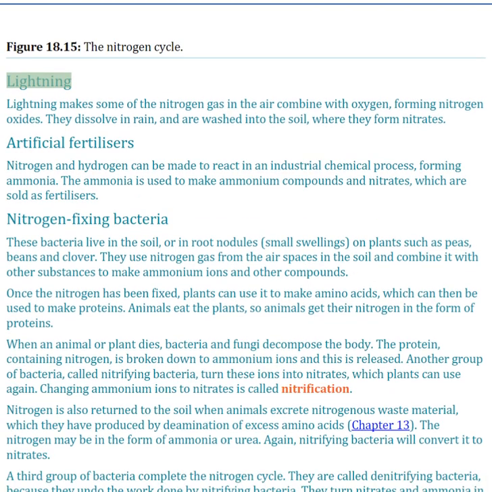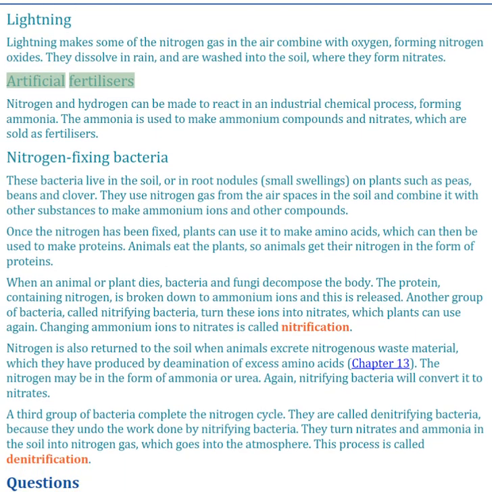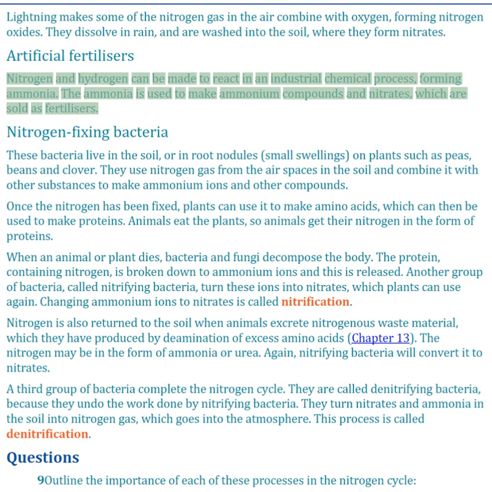Lightning. Lightning makes some of the nitrogen gas in the air combine with oxygen, forming nitrogen oxides. They dissolve in rain and are washed into the soil, where they form nitrates. Artificial fertilizers. Nitrogen and hydrogen can be made to react in an industrial chemical process, forming ammonia. The ammonia is used to make ammonium compounds and nitrates, which are sold as fertilizers.